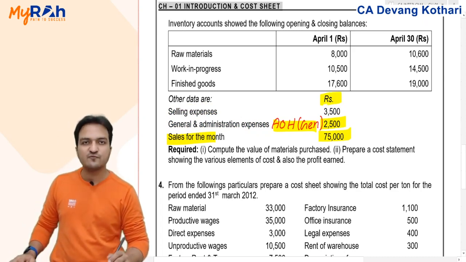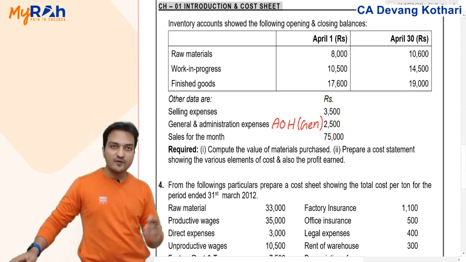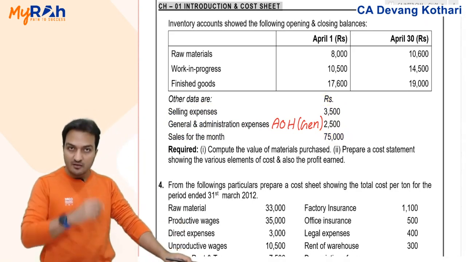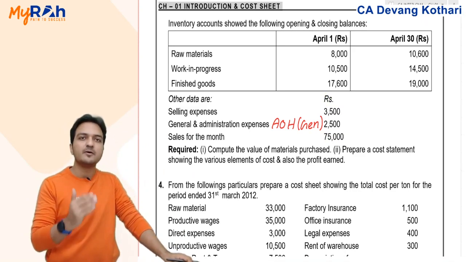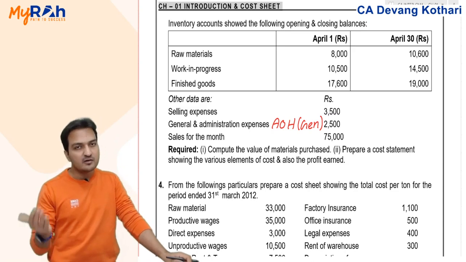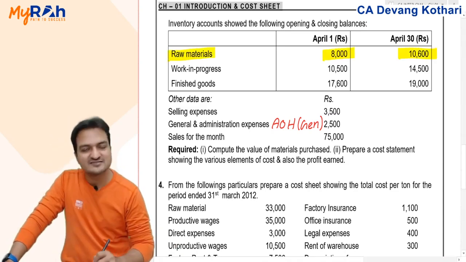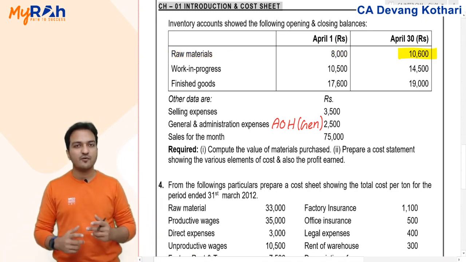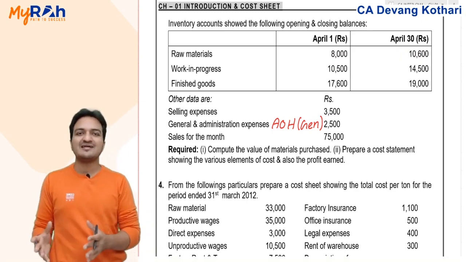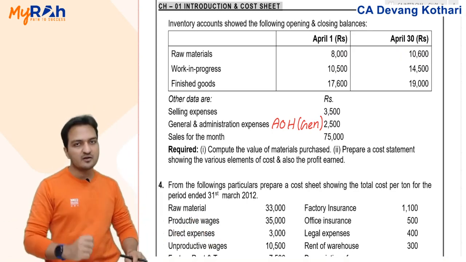So what are you supposed to find in this question? Look, this is a kind of reverse question. So far in the question, all the details are given, but you notice raw material consumption and raw material purchase are not given. We learnt in the previous question that if raw material opening and closing is given, then you can find material consumption. But for that, you need at least material purchase. Here in this question, even purchase of material is not given.